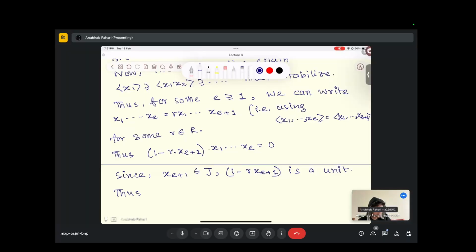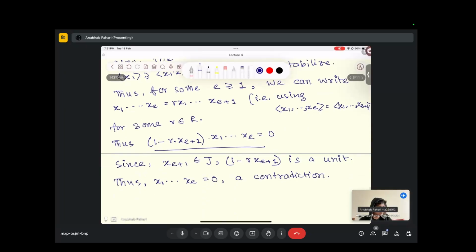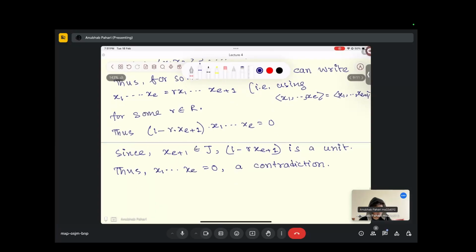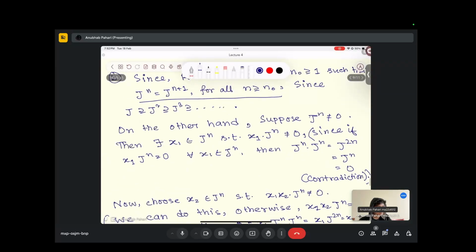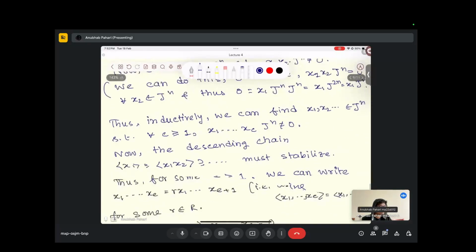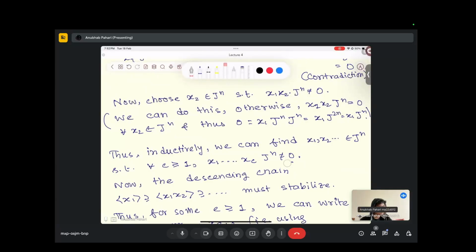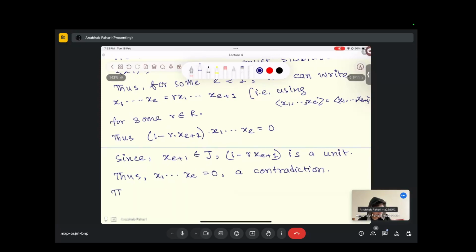Thus x1 through xe is 0, a contradiction, because since this is a unit in this multiple, you can cancel out the first part, so this multiple should be 0. So this is a contradiction, because if J^n was non-zero, then all these terms, x1, x2 and so on, the multiples you would be getting inductively would be all non-zero. So contradiction, therefore J^n equals 0. So we are done.